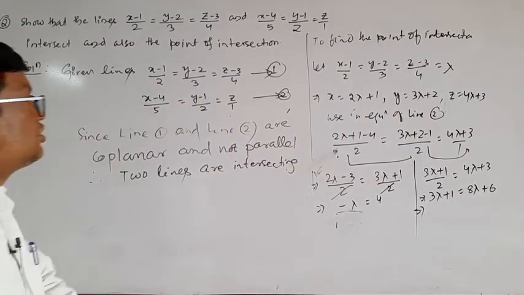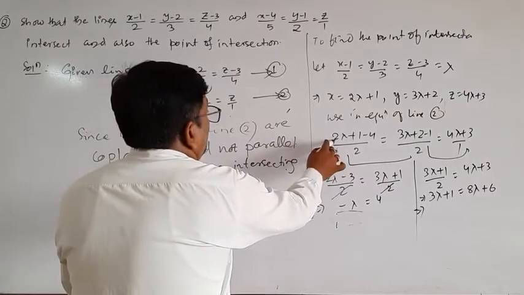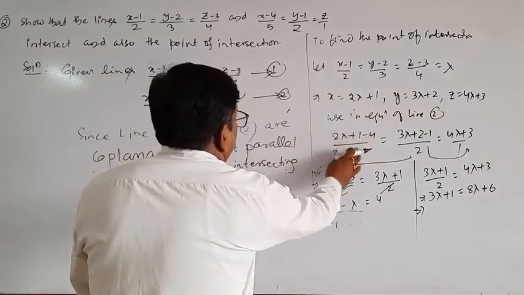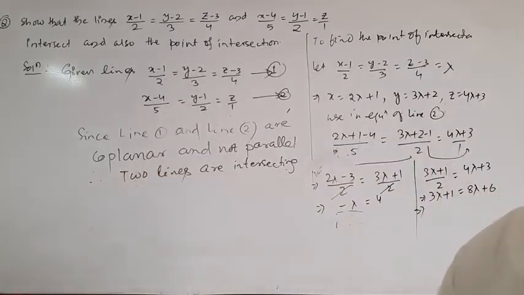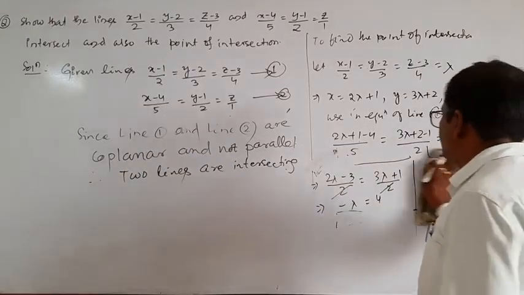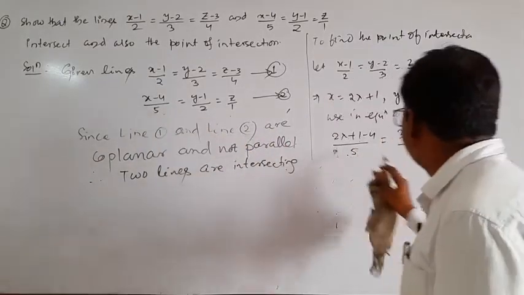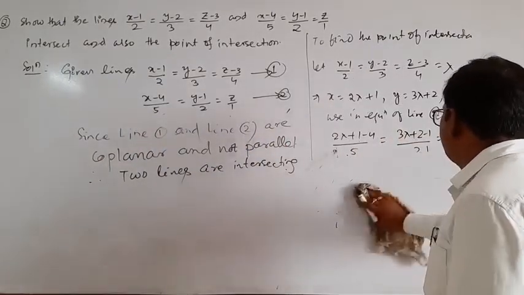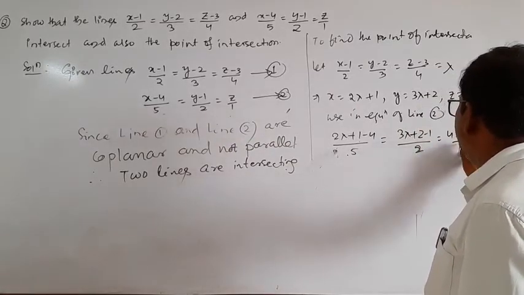Sorry, this is not 2 here. This is x minus 4, x minus 2 lambda plus 1 minus 4. This is 5. Sorry, this is 5. So the calculation will be changed. This is not 5 here, so this is right, 5. The calculation is: this is 2 and this is 1.